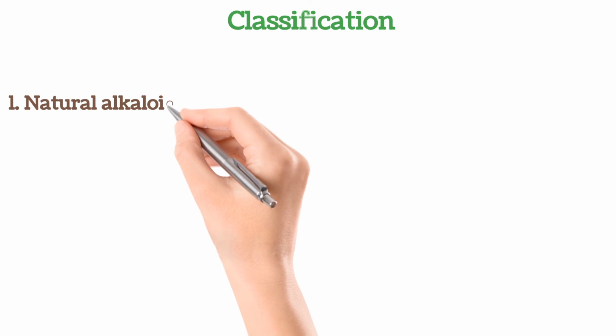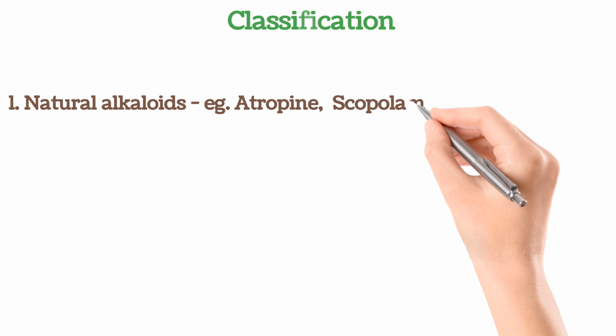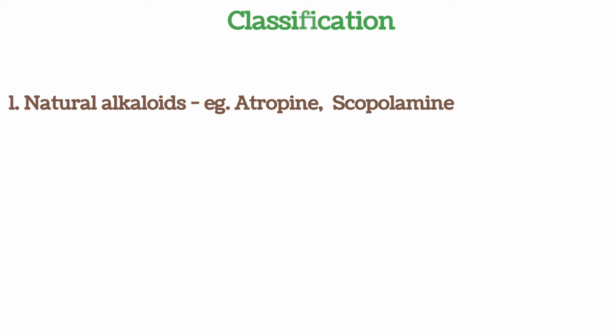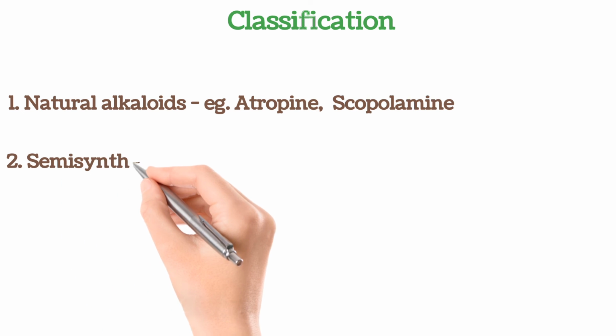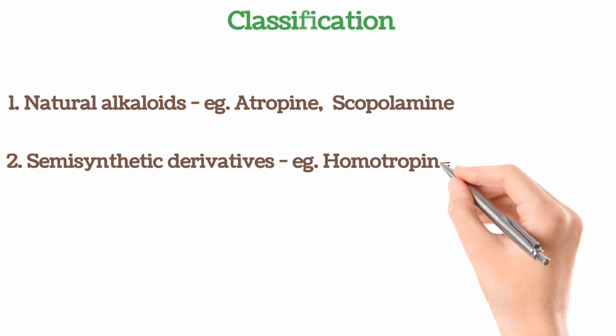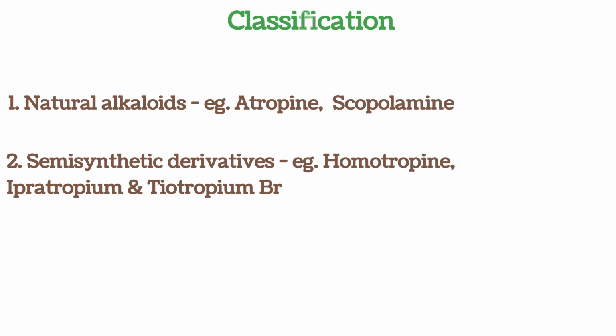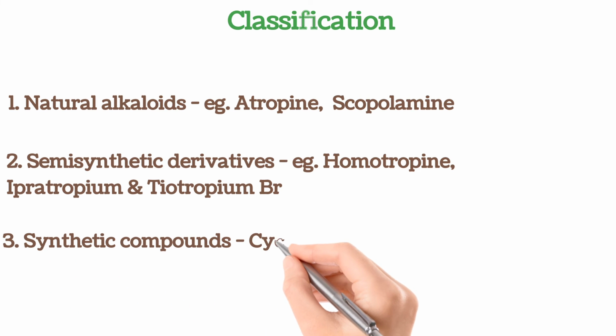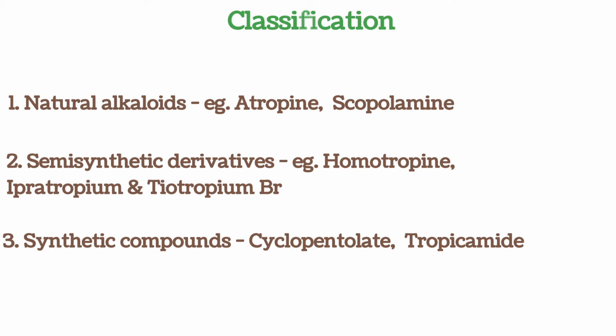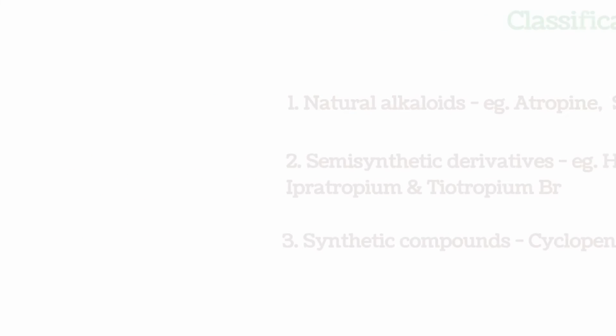There are three classifications. First one is natural alkaloids like atropine, scopolamine. Second is semi-synthetic derivatives like homatropine, ipratropium and tiotropium bromide. And third and last class is synthetic compounds like cyclopentolate and tropicamide. There it was 2 classes, here it is 3 classes. Cholinergic drug, anticholinergic drug. So let's understand the action of these anticholinergic drugs.